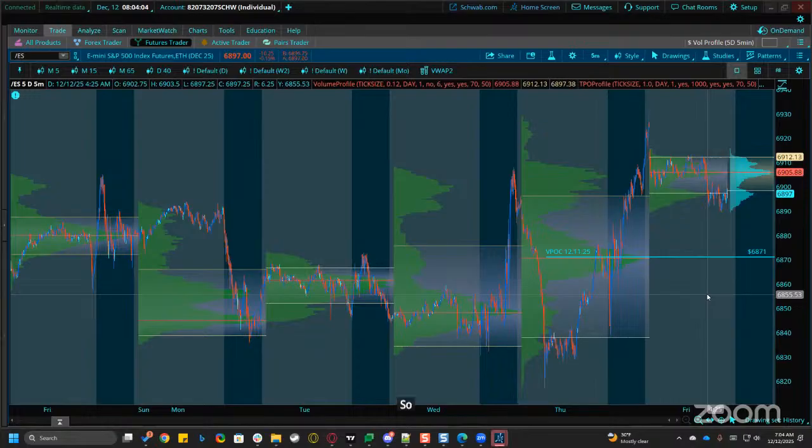So maybe a little bit of a speed bump, certainly a first touch play that if we go down there, we're likely to bounce at least a little bit. Those first touch plays, they're good for around 5 to 7 points.